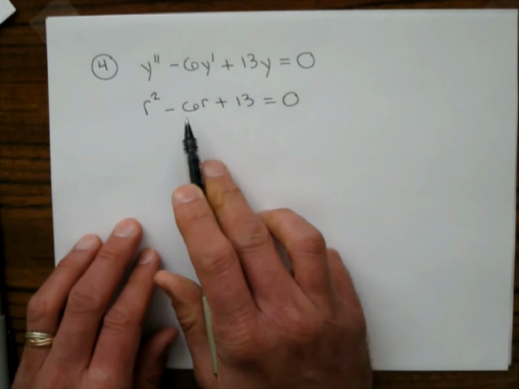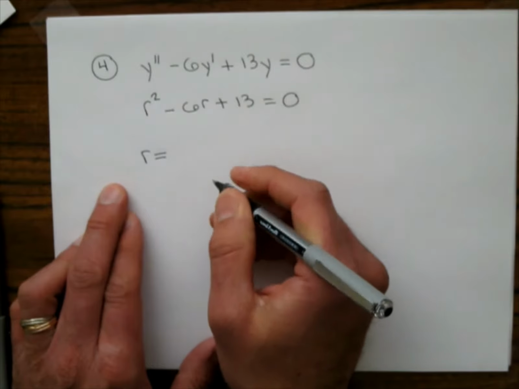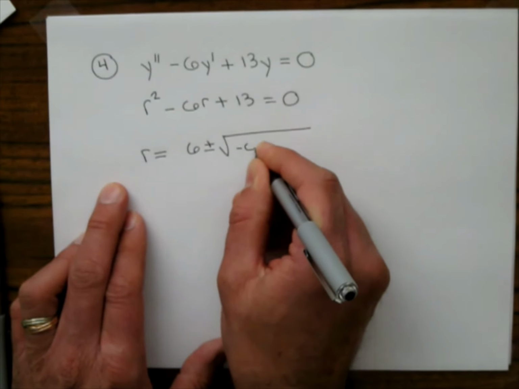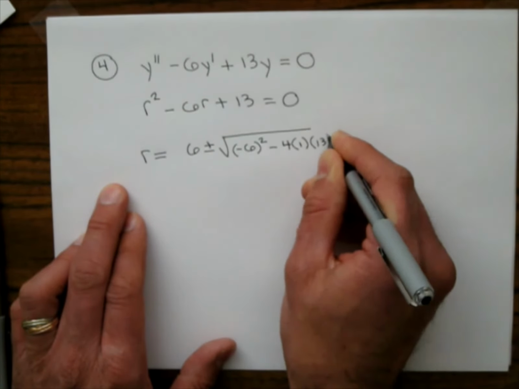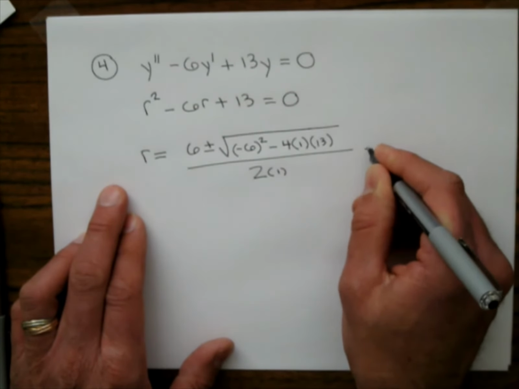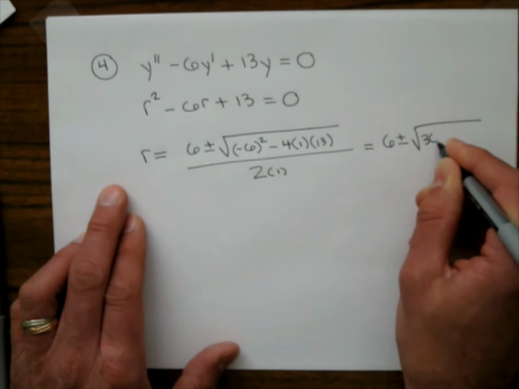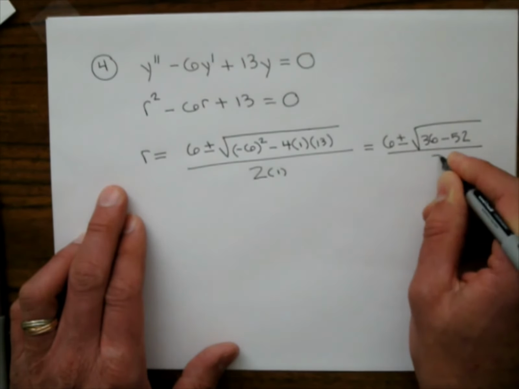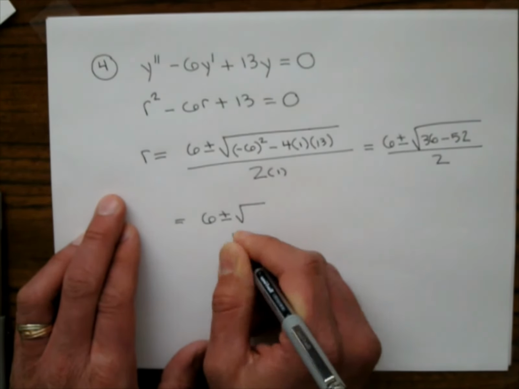Factors of 13 that add up to give you 6, that's not going to happen, so I have to use the quadratic formula. Minus b plus or minus the square root of b squared minus 4 times a times c, all over 2 times a. So this gives me 6 plus or minus the square root of 36 minus 52, all over 2. This gives me, let's see, 6 plus or minus the square root of -60.